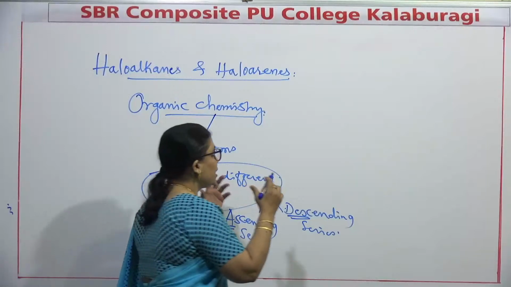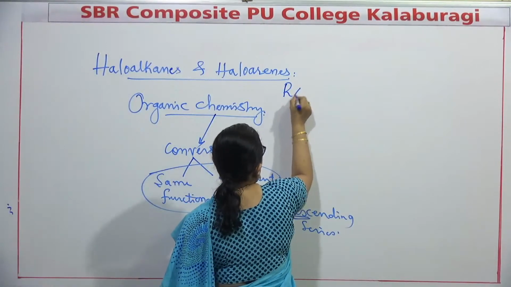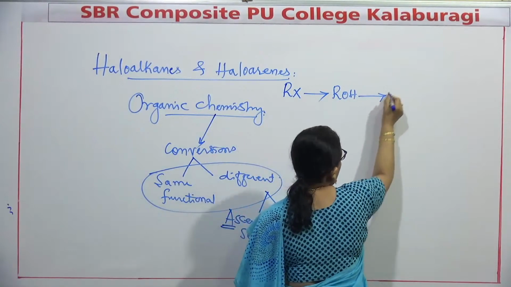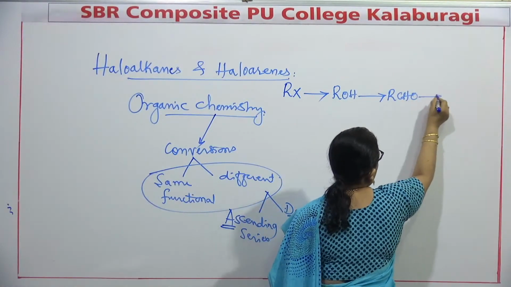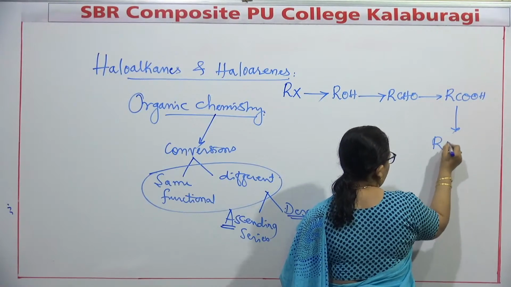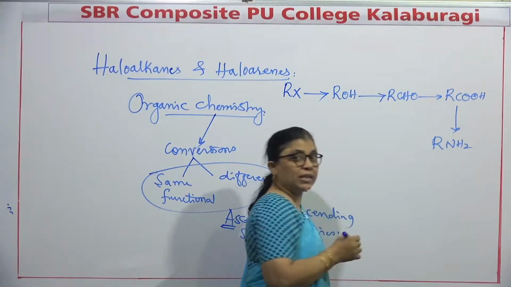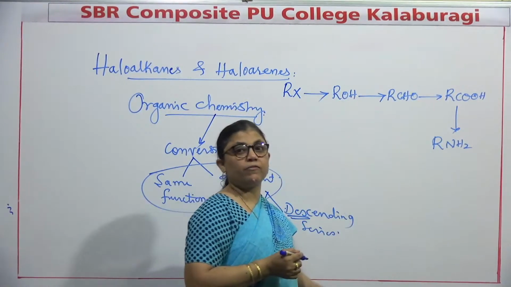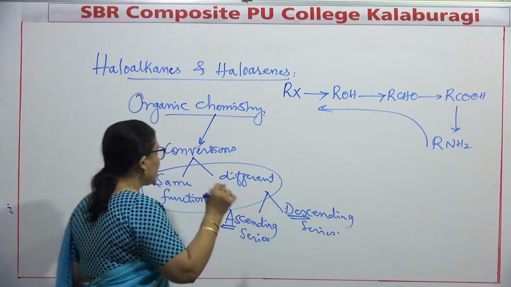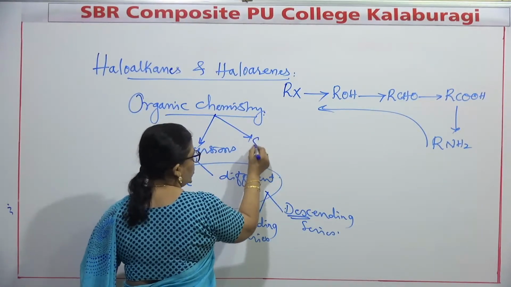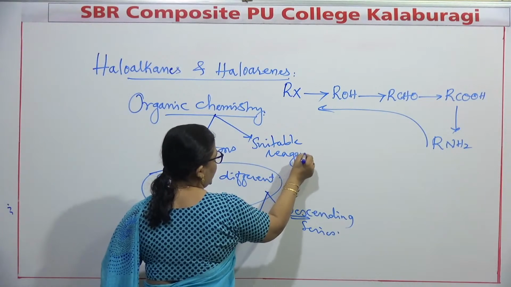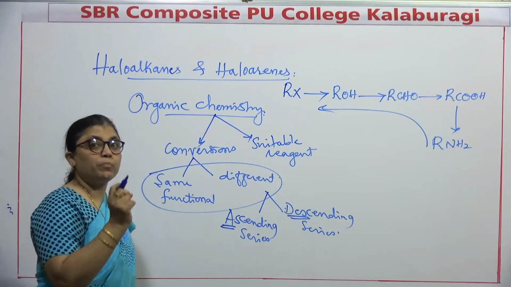When we are dealing with such conversions, let us take alkyl halide can be converted into alcohol. Alcohol can be further converted into aldehyde. Aldehyde can be further converted to carboxylic acid, which is lastly converted into amine. Don't think that the reaction is possible only in the forward direction. It is possible in the opposite direction also, but the reagent must be proper, a suitable reagent.